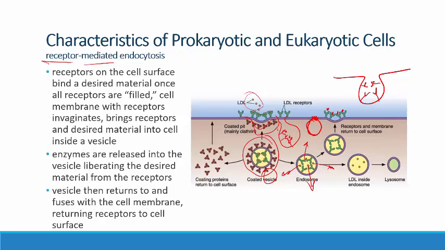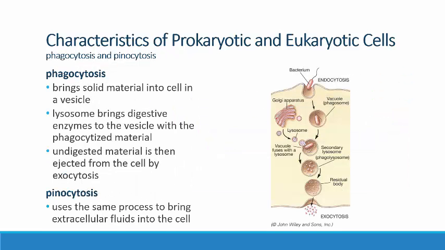So that's receptor-mediated endocytosis. And any time we're doing endocytosis, it requires cellular energy, so ATP is going to be required for this process, as well as regular endocytosis. So receptor-mediated endocytosis is just endocytosis with a receptor that can be very specific about what we're bringing into the cell.